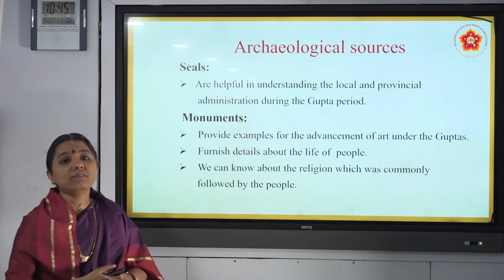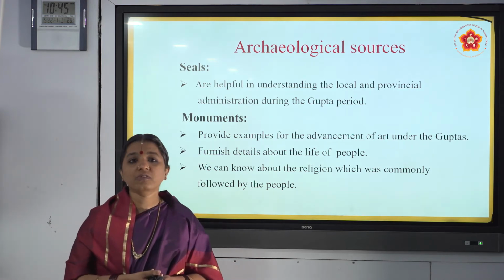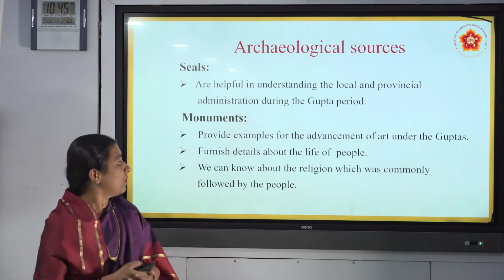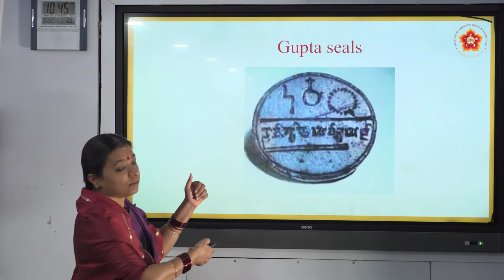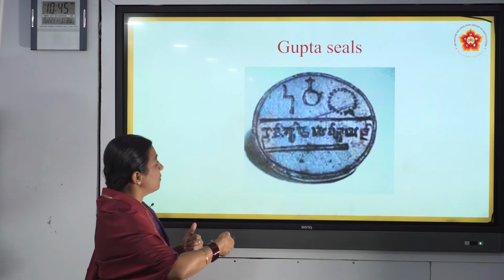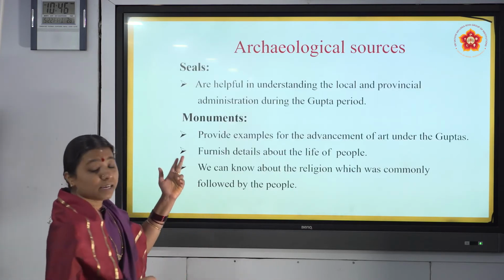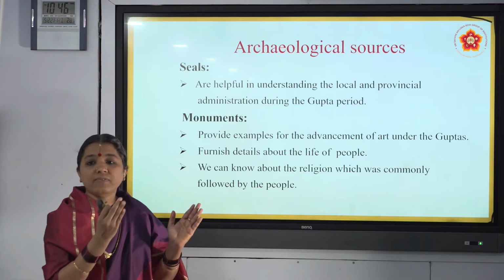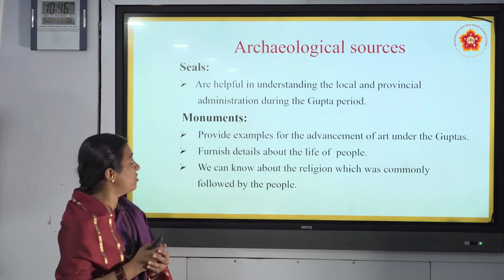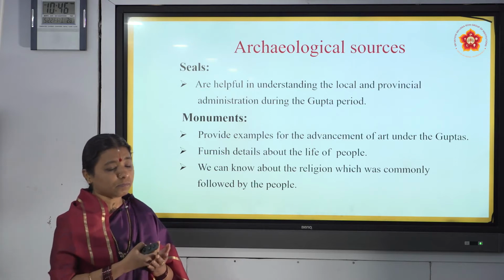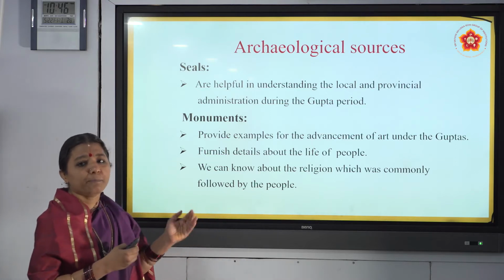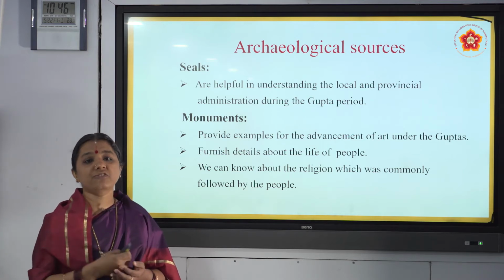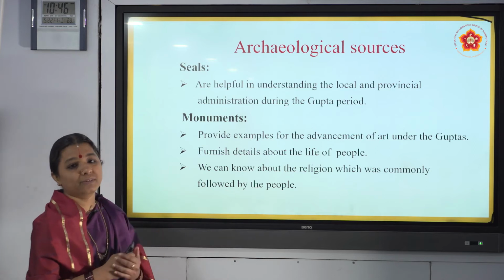And next important archaeological source which helps us to study Guptans is seals. So what is a seal? It is used as a stamp. So they are very helpful in understanding the local as well as the provincial administration during the Gupta period. Next we have a very important archaeological source which helps in rewriting the history of Guptans, that is monuments.